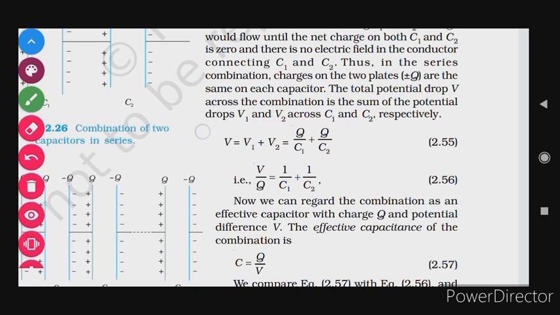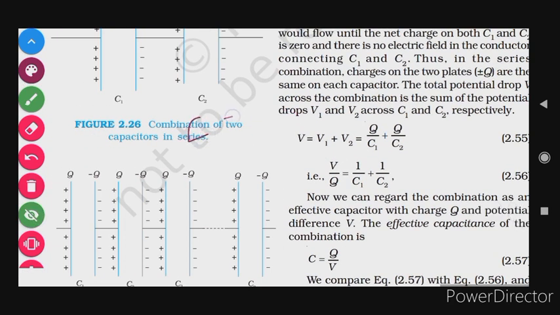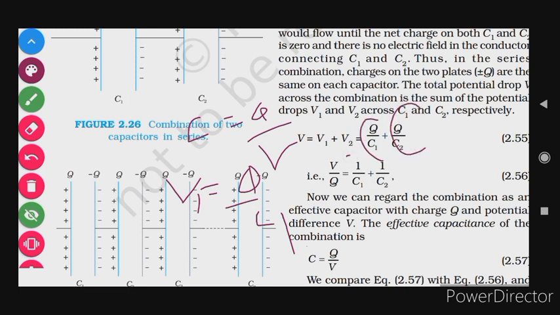V1, you know from the formula of capacitor, C is what? Q upon V. Okay, so I can write V is equal to Q upon C. For the voltage across the first capacitor, V1 will be the charge on the first capacitor, that is Q, upon C1, the first capacitance. Similarly, V2 will be Q by C2 by the same method.